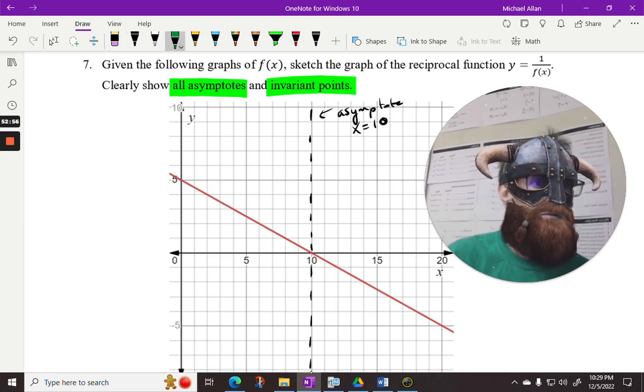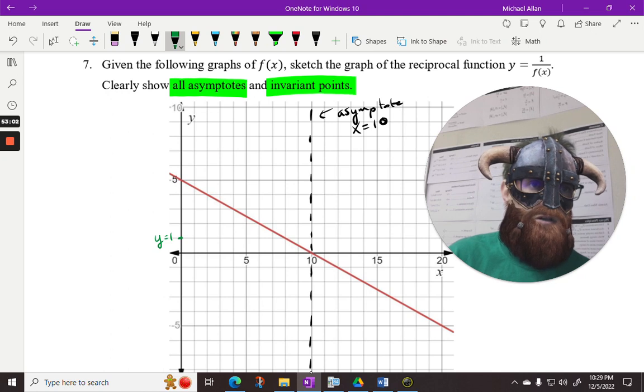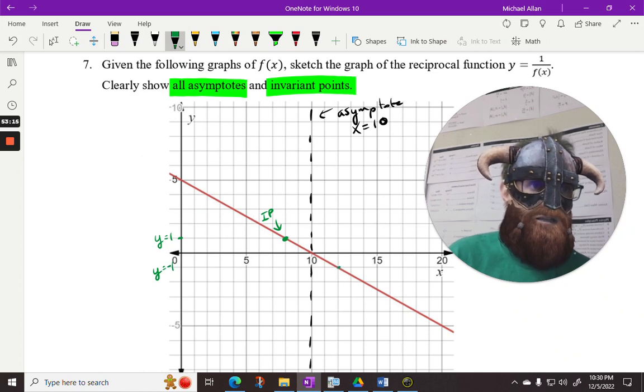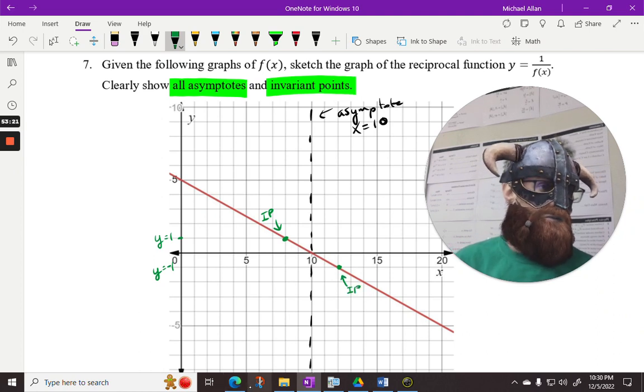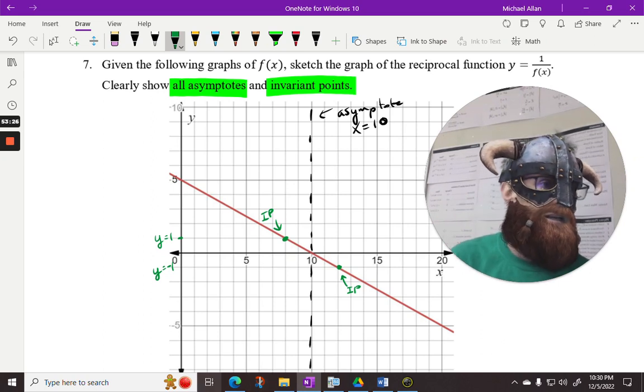And then let's look for some other key points. When my y is equal to 1, right here at this point, that's going to be an invariant point. So I'm going to just put a little IP here. And then when my y is equal to -1, all the way across here, I'm going to have another invariant point right there. Okay. So I got 2 invariant points, so my new graph is going to have to go through those 2 points as well.